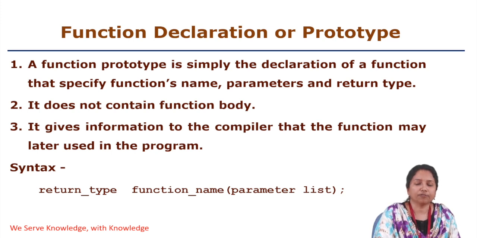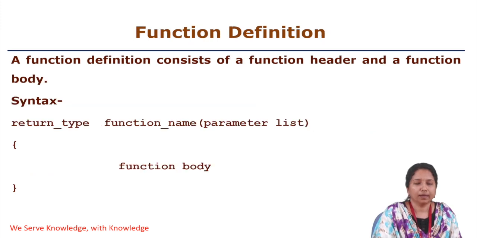You can see the syntax of function declaration or prototype on the screen. First we specify the return type. Next we specify the function name, and enclosed in parentheses we specify the parameter list. Next part is function definition. A function definition is the soul of the function. The function definition consists of a function header and function body. As in the prototype, the starting line is similar to the function prototype. We specify the return type, then the function name, and also the parameter list. Following that, there will be a function body which is enclosed using curly brackets.